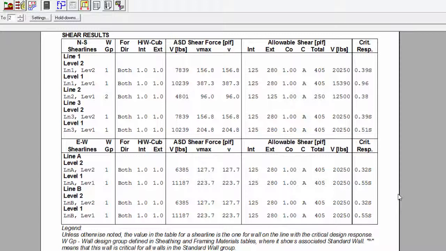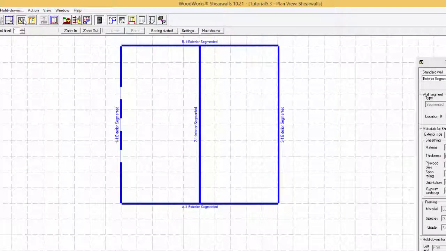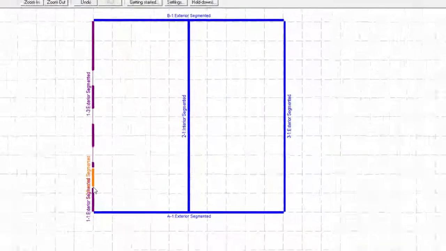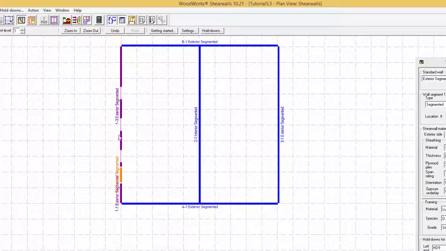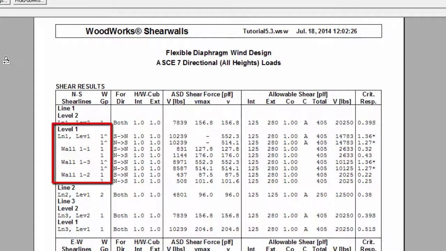To create multiple wall segments within a shear line, we first have to select the walls icon in the toolbar and then draw a wall segment over an existing wall. Now run the design and go to the flexible diaphragm design for wind shear results. As you can see, for line 1 level 1, the different walls are presented separately.